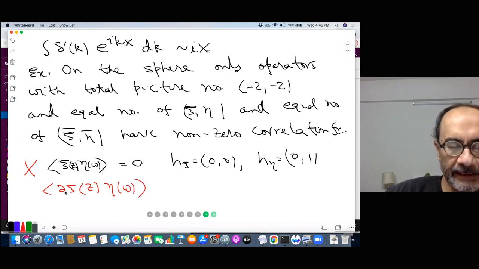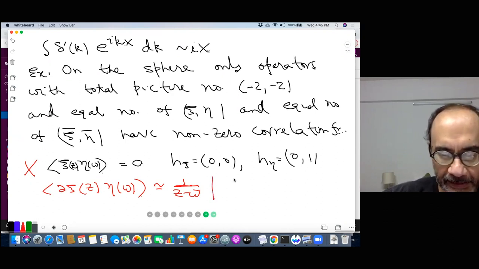Okay. Here, this has conformal dimension (0, 1). This has conformal dimension (0, 1). So this can be non-zero. Okay, so this can be 1 over z minus 0. Of course, this vanishes because the ghost numbers don't match up. You have to put the appropriate number of ghosts and appropriate number of picture changing operators. But barring that, this can actually be non-zero.